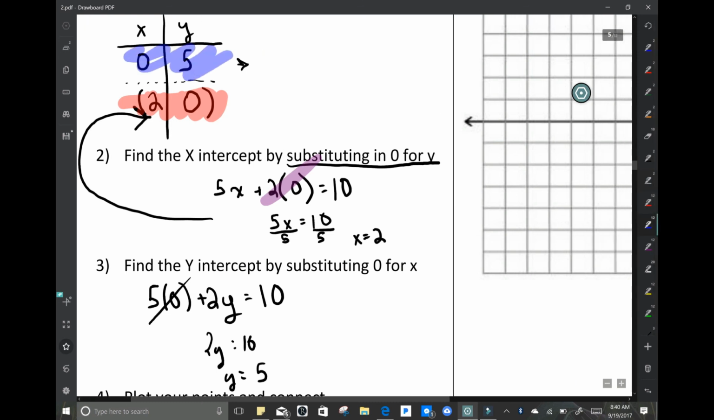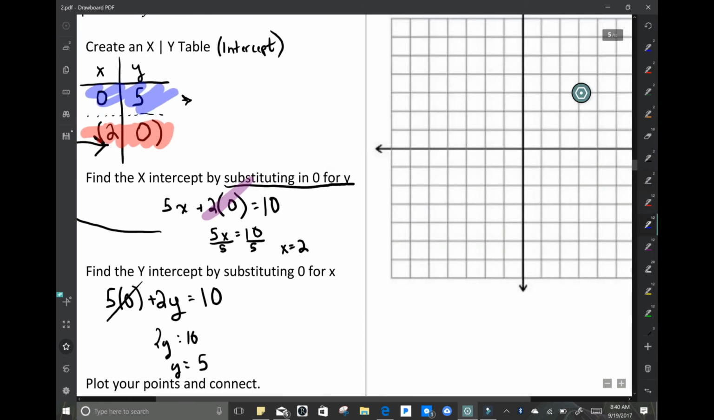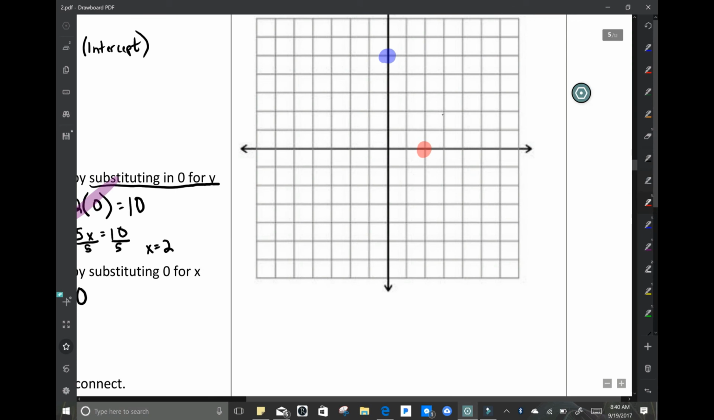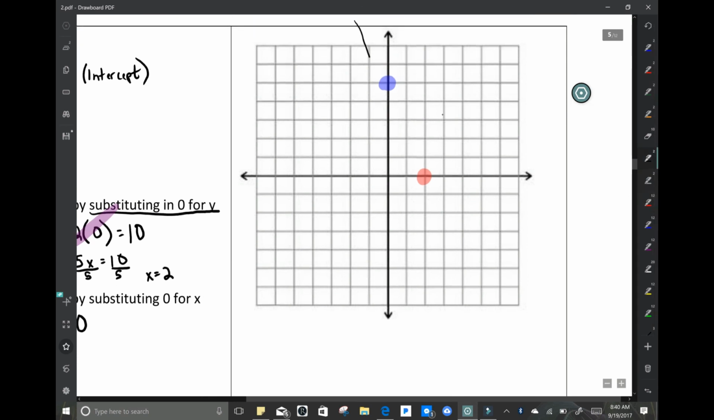Okay, you have 2 points now, so you plot them both. Over 0, up 5: 1, 2, 3, 4, 5. And over 2 to 0. And connect the dots. There's only 2 of them here. Connect them. It's pretty sloppy, but that's the idea there.